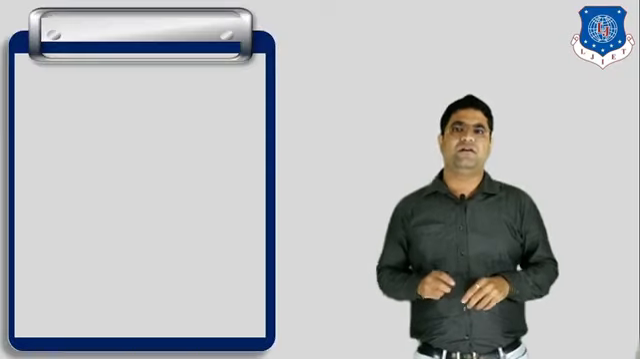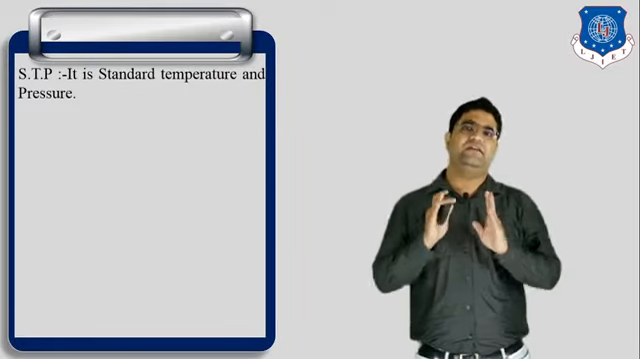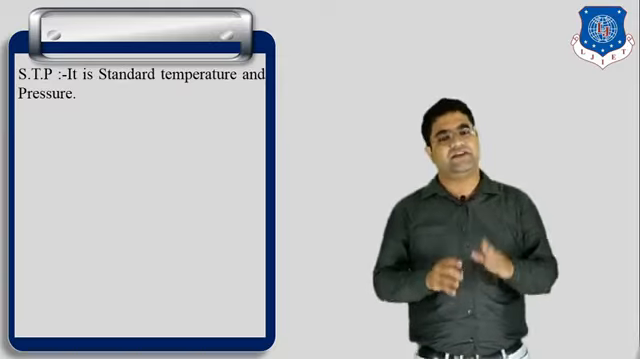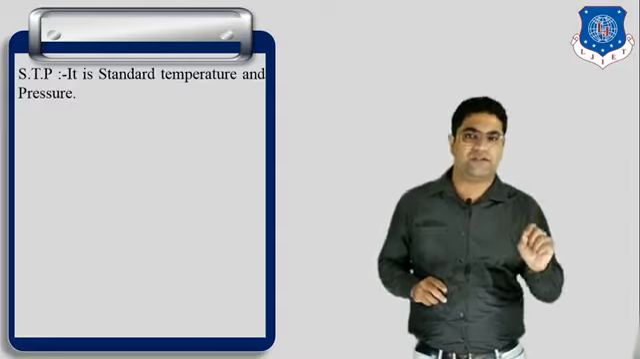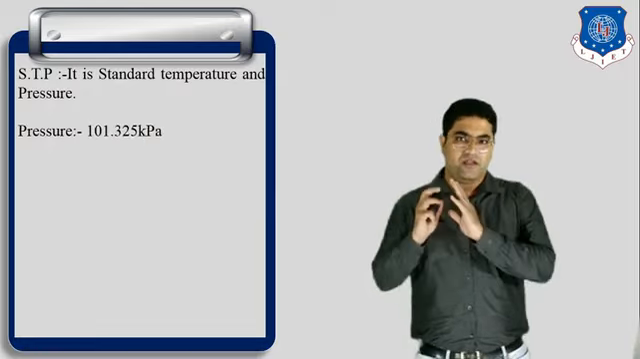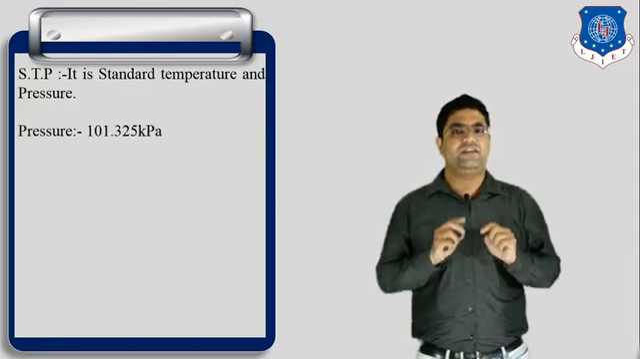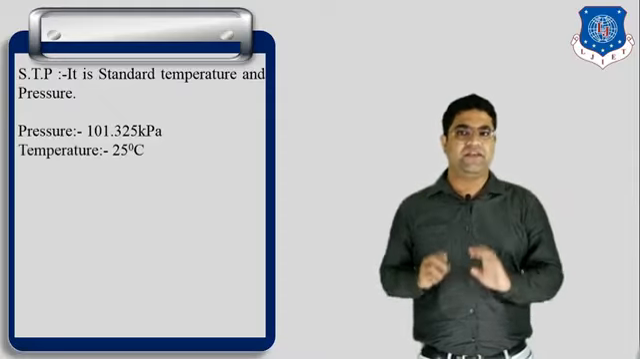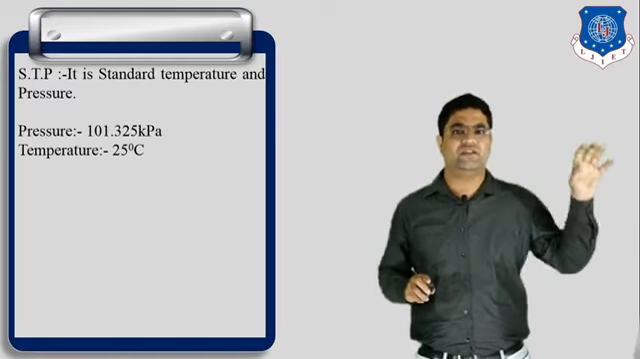Okay, now our last and third topic of today's lecture is the STP and the NTP. Now what is the STP? STP is the standard temperature and pressure. This is the one condition in which we put some value of pressure and temperature as a constant, that is the standard value. For the STP condition we can take pressure as 101.325 kilopascal, that is 1 atmospheric pressure, and the temperature as 25 degrees Celsius. This is the standard condition, the fixed value for the STP.